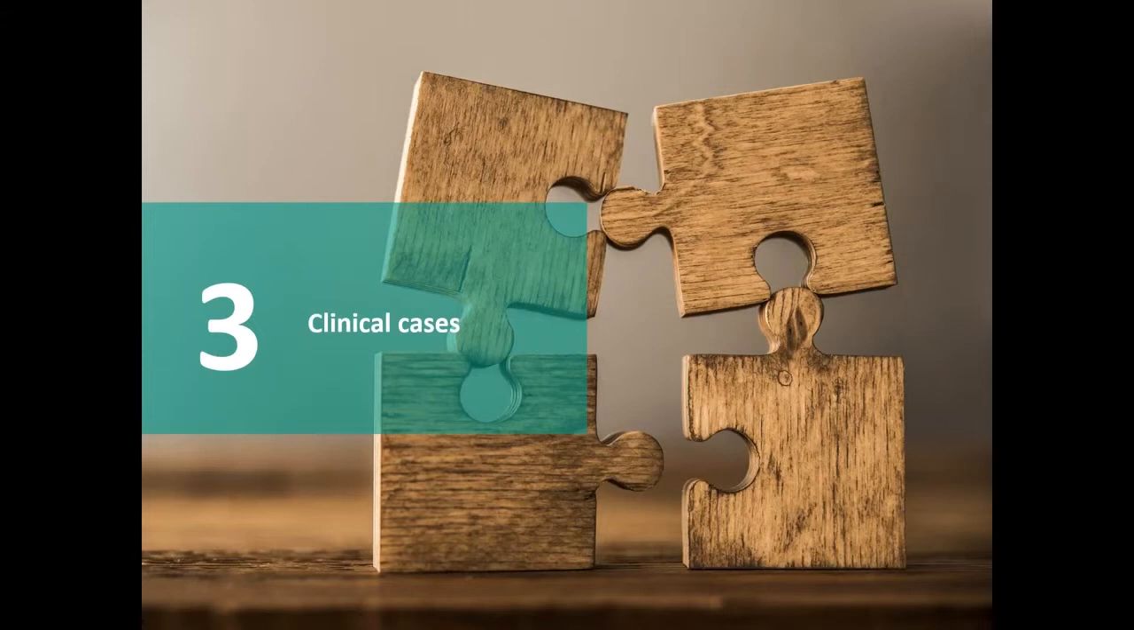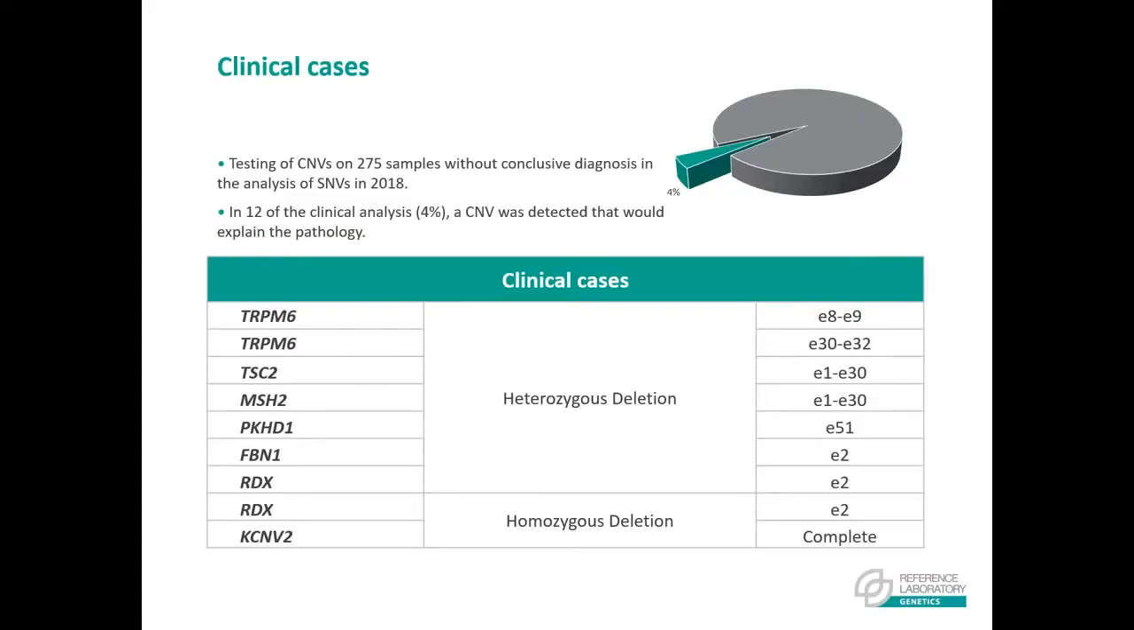I would like to comment on some of our cases, explaining our experience as well as the usefulness and the progress achieved with the incorporation of CNVs in our analysis. During the last year, 275 CNV analyses were performed on samples in which single nucleotide variants were previously analyzed and a conclusive result had not been reached. In 12 of the samples, we were able to reach diagnostic conclusions thanks to the analysis of the copy number variants, increasing the number of cases solved by 4%.